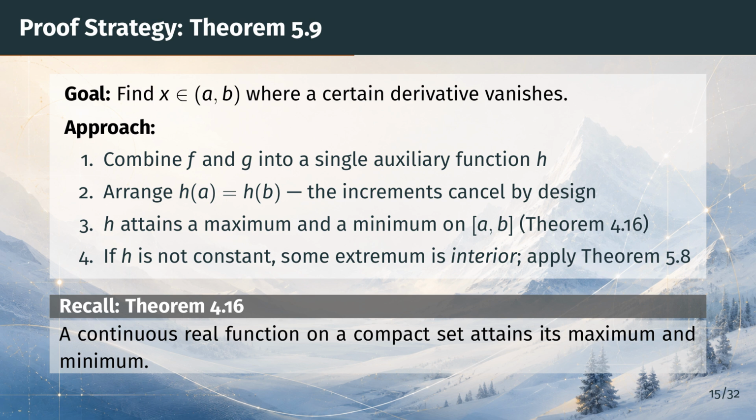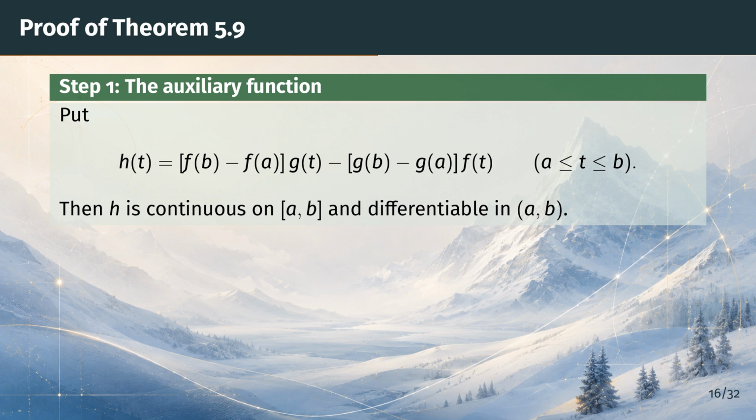Now the details. Step 1 defines the auxiliary function h. It is a fixed linear combination of g and f. The increment of f over the interval multiplies g(t), and the increment of g multiplies f(t), with a minus sign in between. The coefficients are constants, so h inherits continuity on the closed interval and differentiability on the open interval from f and g. Note that the derivative of h at a point is exactly the expression we want to prove equal to 0.